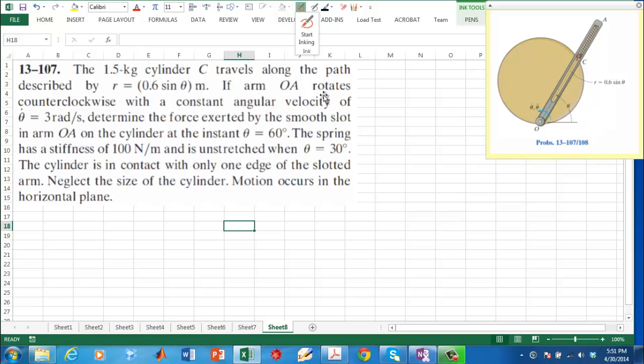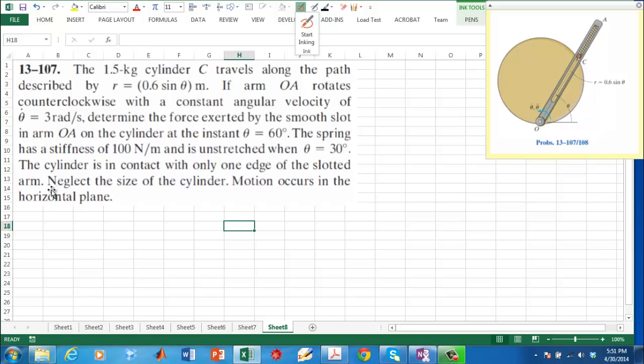If the arm rotates counterclockwise with a constant angular velocity of 3 radians per second, so this angle is changing at the rate of 3 radians per second. The spring constant is 100 newtons per meter and it's unstretched when theta equals 30 degrees. So it tells you a lot of stuff.